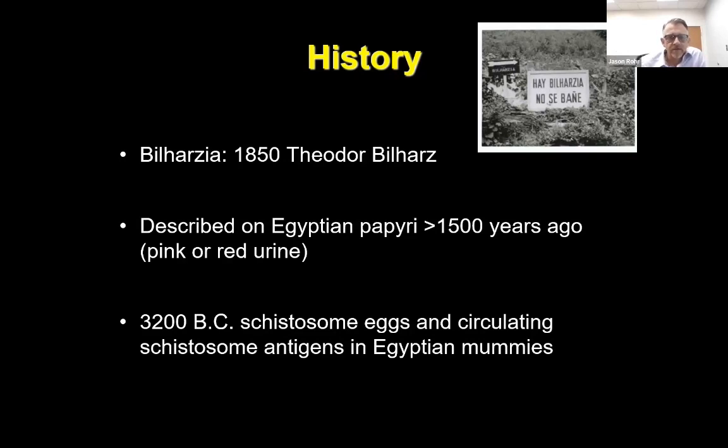It was described originally by Theodore Bilharz, so often you'll hear it referred to as bilharzia. Bilharzia and schistosomiasis are synonyms. And it was also described on Egyptian papyri back 1500 years ago, causing pink or red urine, which is typically a symptom associated with Schistosoma haematobium.